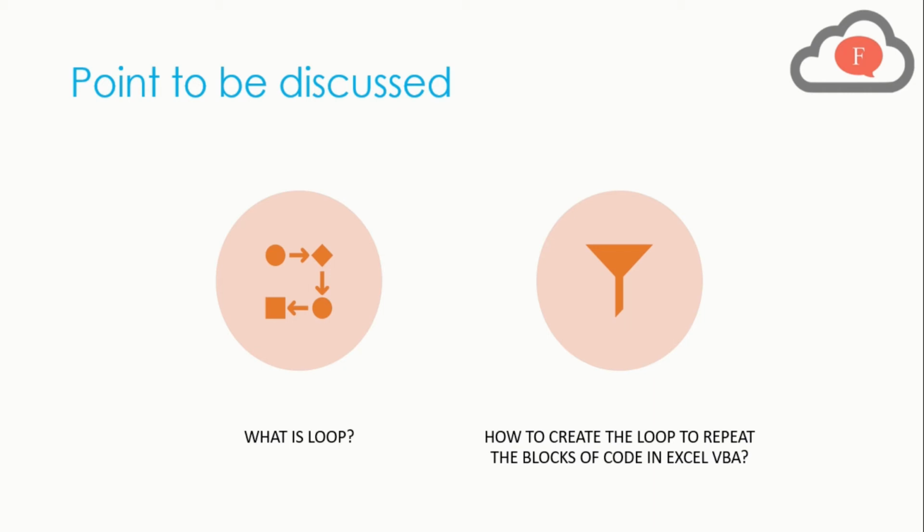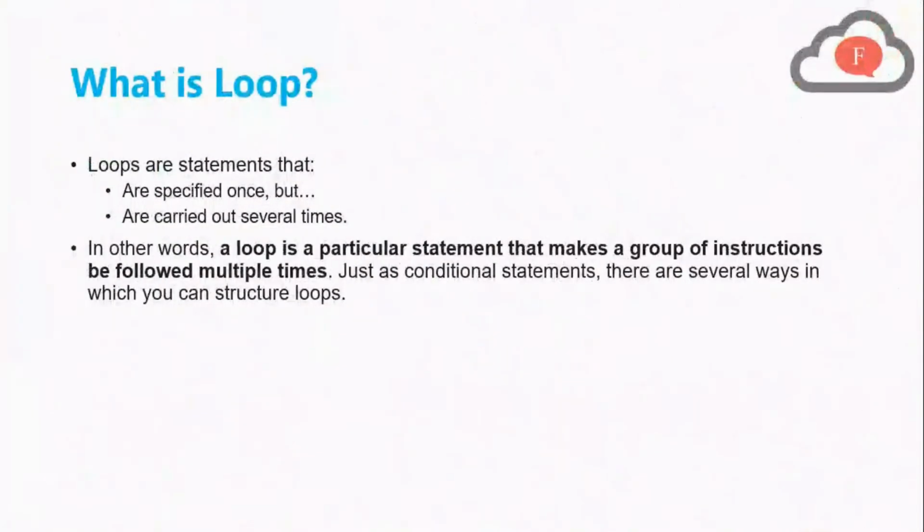Now let's move forward and discuss what a loop is. Basically, a loop is a type of structure, or you can say loops are statements that are specified once but are carried out several times. In other words, a loop is a particular statement that makes a group of instructions be followed multiple times. Just as with conditional statements, there are several ways in which you can structure loops. So I hope you have understood what a loop is. It means we write code for a certain statement and it repeats itself.